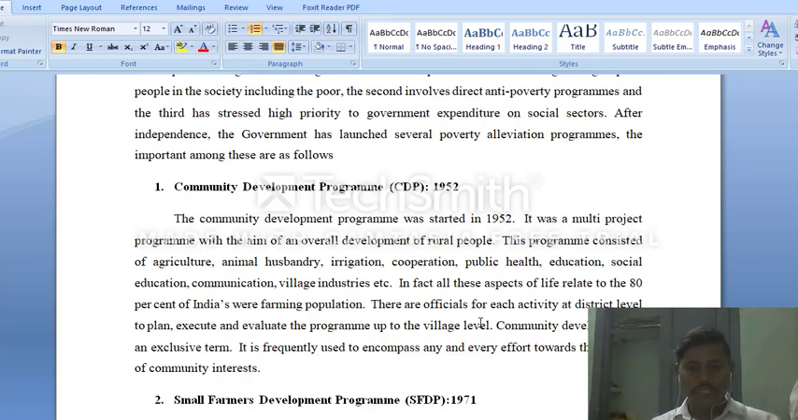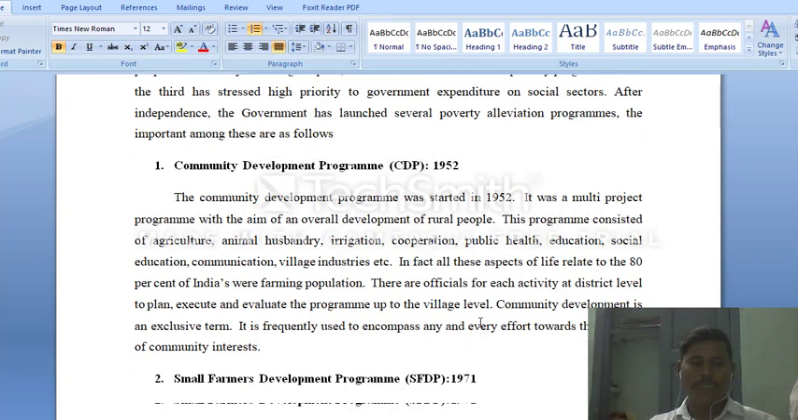So there are officials for each activity at the district level to plan, execute and evaluate the programs up to the village level. Community development is an inclusive term. It is frequently used to encompass any and every effort towards advancement of the community interest.